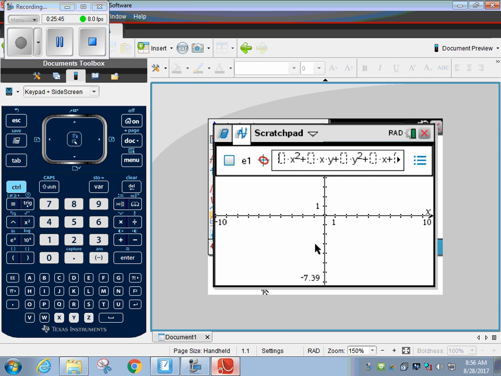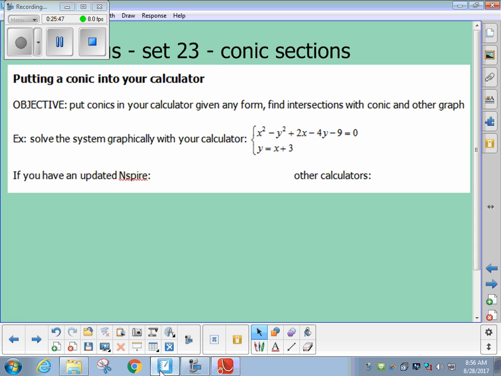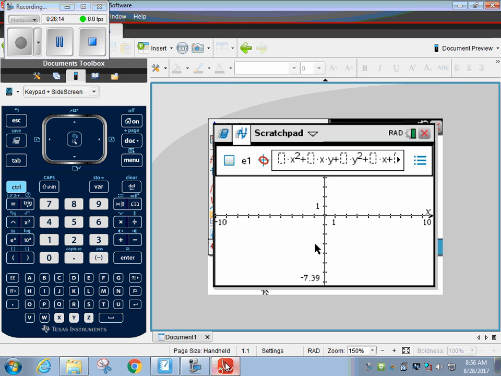If you plug in x squared minus y squared plus 2x minus 4y minus 9 equals 0, I'm going to write this over here so I have it to look at. Does that say plus? Minus 9, thank you. Minus 9 equals 0. Then you're going to go something like x squared.